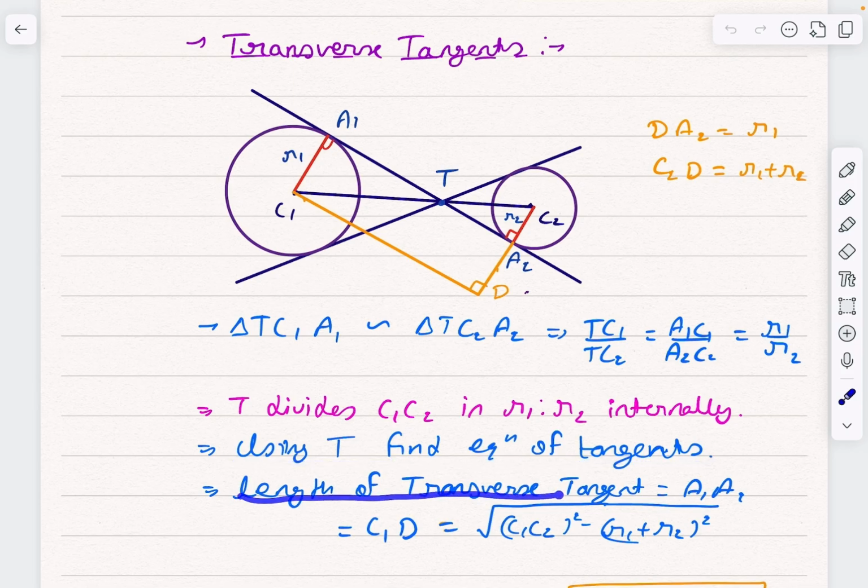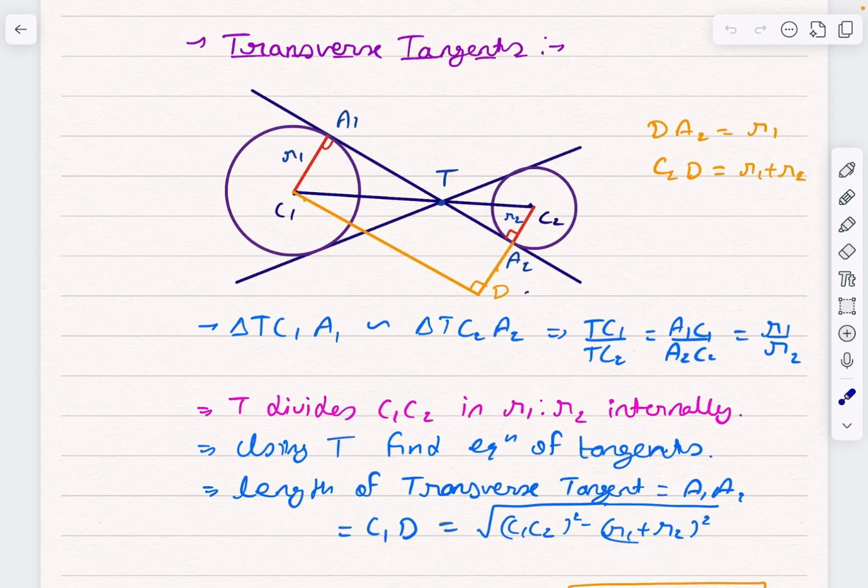Now the length of transverse tangents, this A1, A2, the distance between point of contacts. How do you find that? Again, you just extend the line and draw perpendicular from C1. Again, it will come out to be a rectangle. So A1, A2 will be equal to C1D. And if you see this right angle triangle, this is C1, C2, and this will now become R1 plus R2. Because this is R2, this will be R1. This and this will be equal. So now you can find this C1D again using Pythagoras theorem. So C1C2 whole square minus R1 plus R2 square.